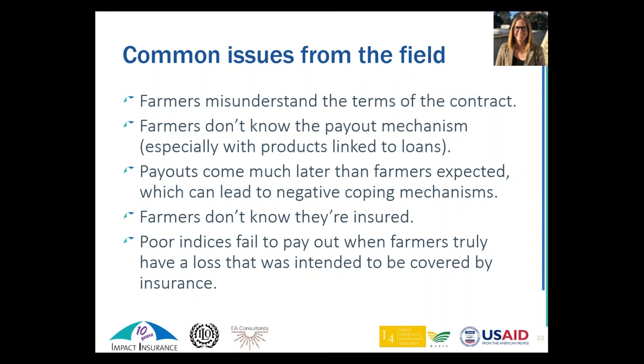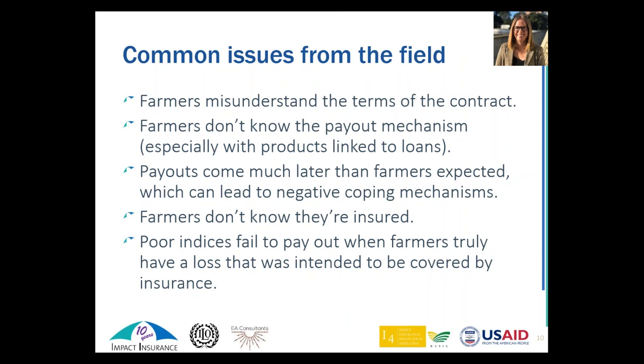We've also seen challenges with payouts coming much later than farmers expected. The idea behind the insurance is to avoid costly coping mechanisms after a shock occurs, such as loan default, selling assets, reducing consumption. And if the payout doesn't come in time to avoid these effects, then it fails the farmer. We've also seen that farmers at times don't even know that they're insured. They don't understand that they are in fact protected in this way, which can really inhibit the potential of agricultural insurance to induce behavior change and to induce increased investment if that's what farmers want.